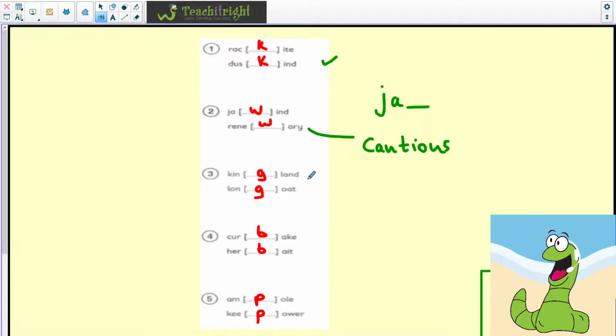King, gland, long and goat. So the G, I think definitely gland might have been the one to really focus on there. There aren't that many letters that would have gone in front of land. Curb, bake, herb and bait. Bait is something that you might use potentially in something like fishing to lure out the fish. You might use some bait. Amp, pole, keep and power. That was possibly one of the easiest ones.